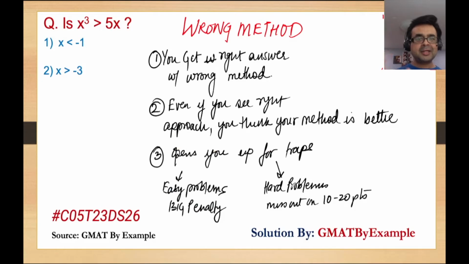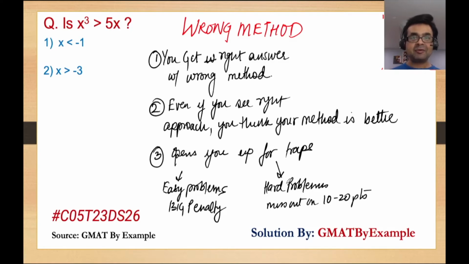And finally, thinking that your wrong method is actually the right method to continue solving these problems opens you up for future traps, especially in your actual GMAT exam. And here is what would happen, right? If you get an easy inequality problem, but you use the wrong method and you get a wrong answer, you would end up getting a big penalty for something you could have solved very easily.